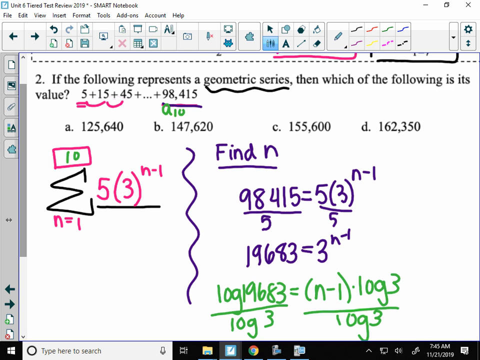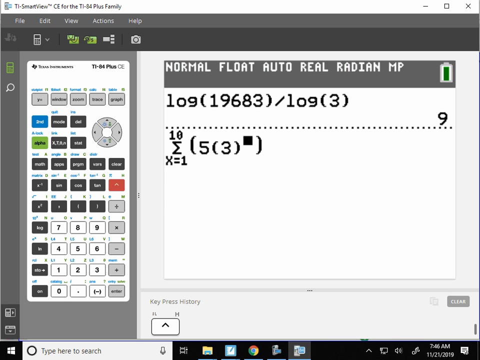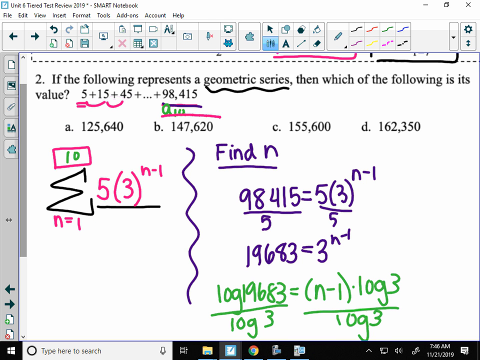And now I can type this sigma into my calculator to find the sum. So I'll go math 0, index from 1 to 10, and then my formula, 5 times 3 to the x minus 1 power. Then I get 147,620, which is option B. There you go. All right, one more for this video.